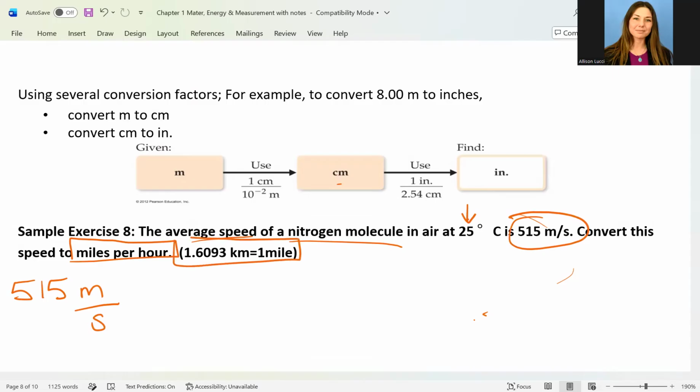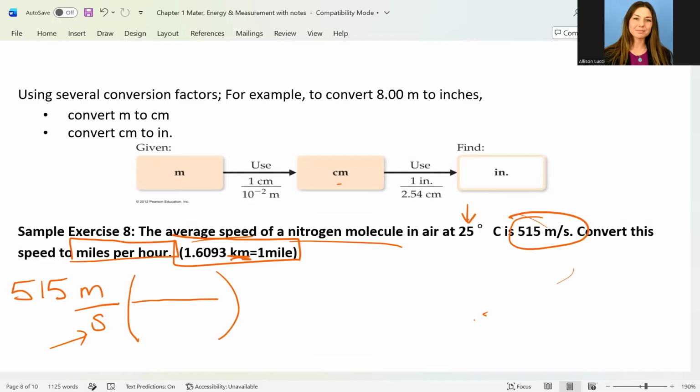And we can use this equality here, this equation where 1.6093 kilometers is equal to 1 mile. Reminding ourselves that conversion factors do not affect our sig figs. So we can start with converting either the top or the bottom, and then our seconds here, to get to hours, we'll just divide by a factor of 60 twice, right? Seconds to minutes, minutes to hours. So let's see what this would look like set up here.